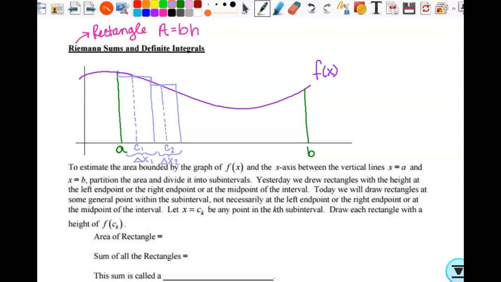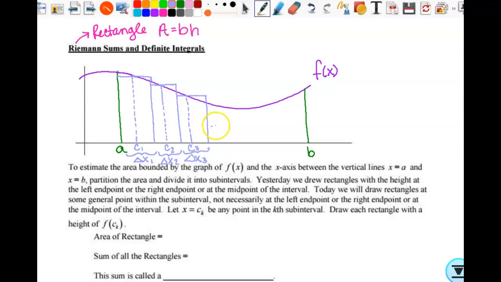It could be in the middle, but what this is saying is that this isn't particularly a left-hand, a right-hand, or a midpoint rectangle. It's just some random point that is the height there. So I'll do this one a little bit closer so we can make it look more obvious. Maybe like that, where it really looks like it's not in the middle. So this point right here would be C3, and this would be delta x sub 3.